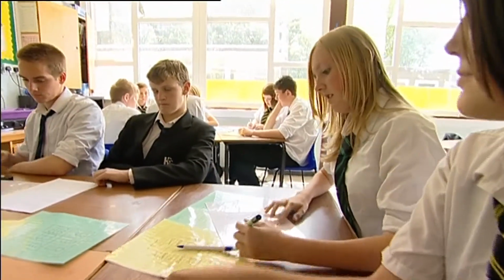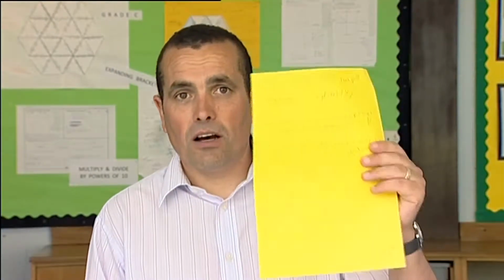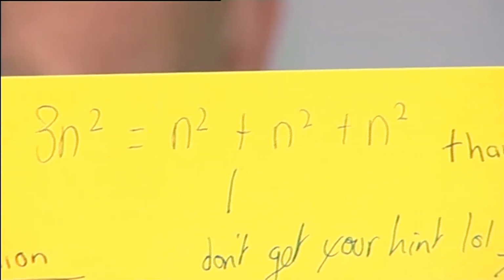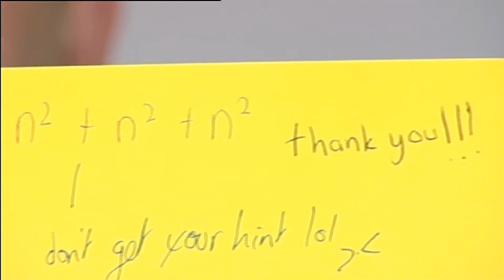Anybody got any strategies? Looking at the hint sheets that the students left behind, there's one of them, and a very good hint on that sheet was a student written 3n squared equals n squared plus n squared plus n squared. So that was a nice hint.